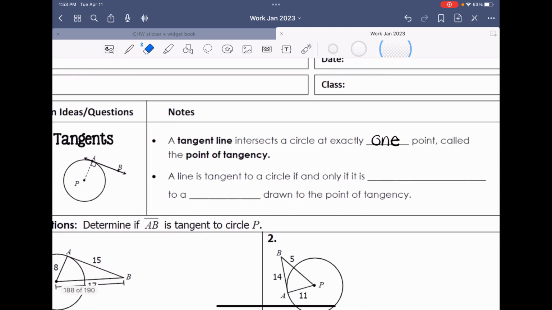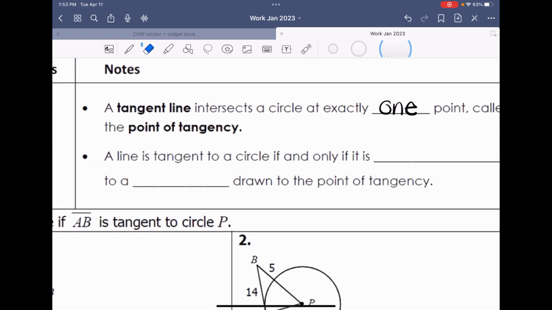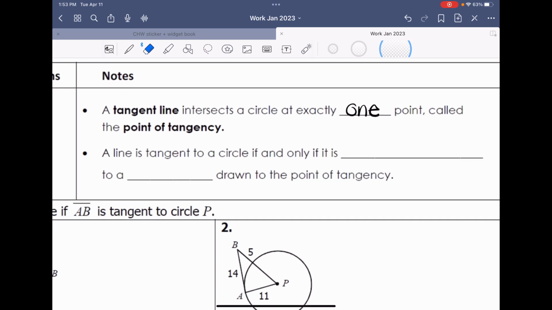All right, so a tangent line intersects a circle at exactly one point called the point of tangency. Okay, the tangent line can only touch the circle once. It cannot touch the circle twice because then it's not a tangent. A line is tangent to a circle if and only if it is perpendicular. So perpendicular means that it is creating that 90-degree angle.